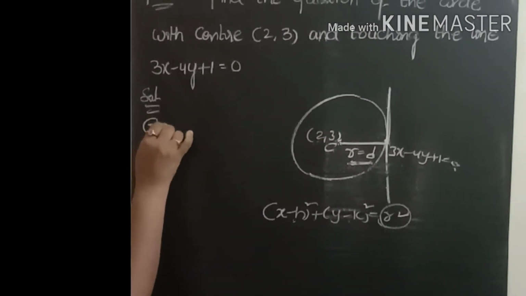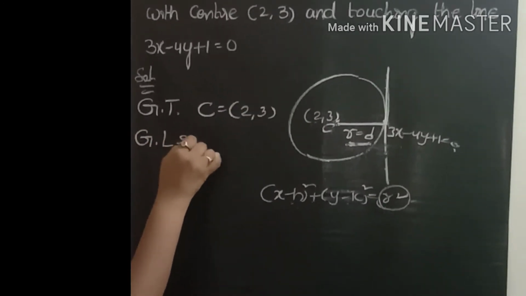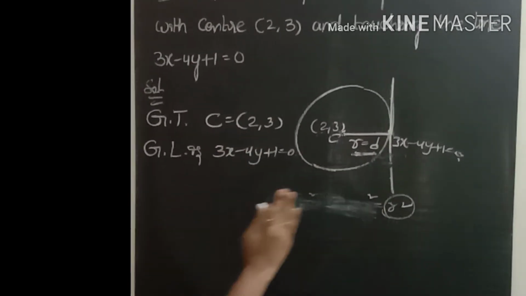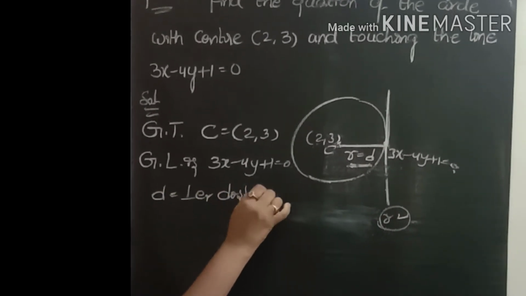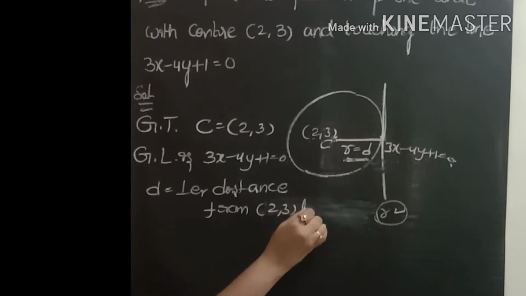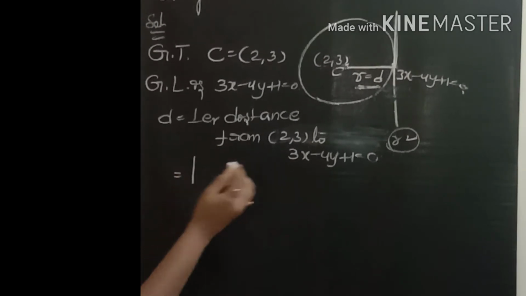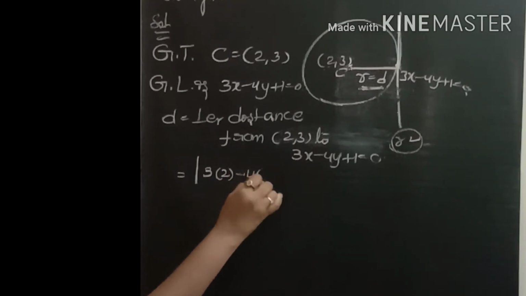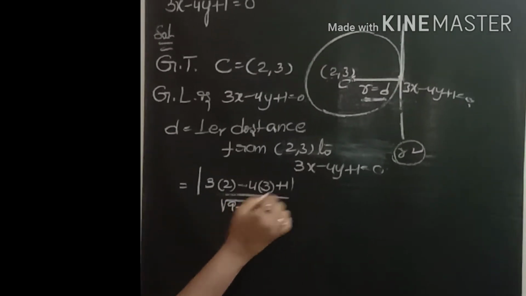First, given that center is equal to 2, 3 and given line is 3x minus 4y plus 1 equals 0. Next we are taking the perpendicular distance, d, from the center 2, 3 to the given line 3x minus 4y plus 1 is equal to 0. Simply substituting the given point in the line equation: 3 into 2 minus 4 into 3 plus 1 by square root of a square plus b square, 3 square plus 4 square.